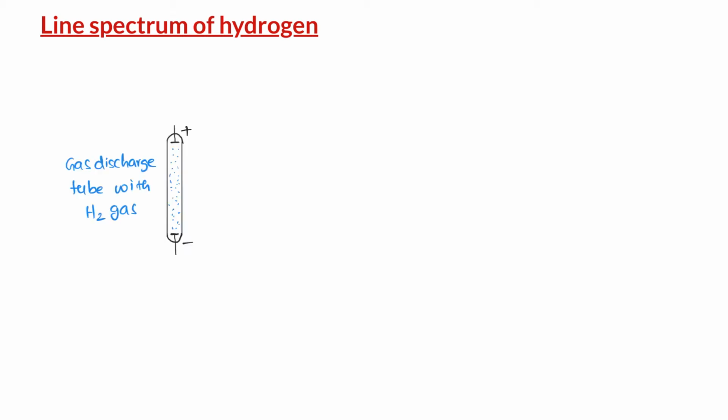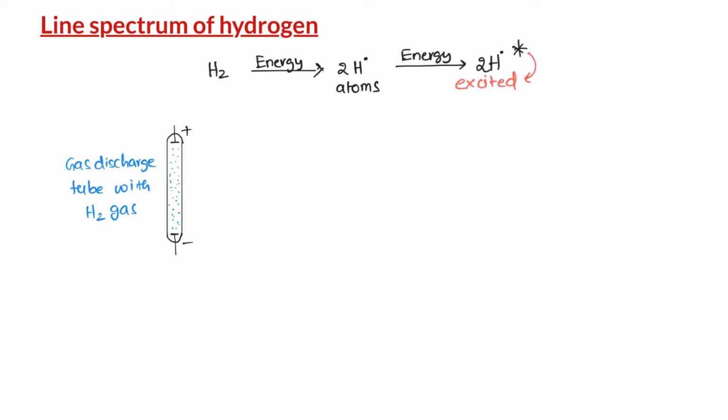This is what we do to obtain the line spectrum of a hydrogen atom. We take a sample of hydrogen gas and pass electric discharge through the sample. The hydrogen molecules first break into hydrogen atoms. These hydrogen atoms absorb energy from electric discharge and get excited. The excited hydrogen atoms are unstable and emit radiation consisting of discrete energies.